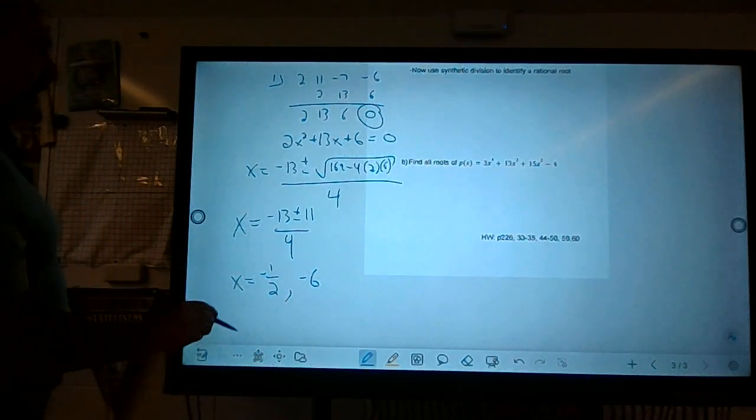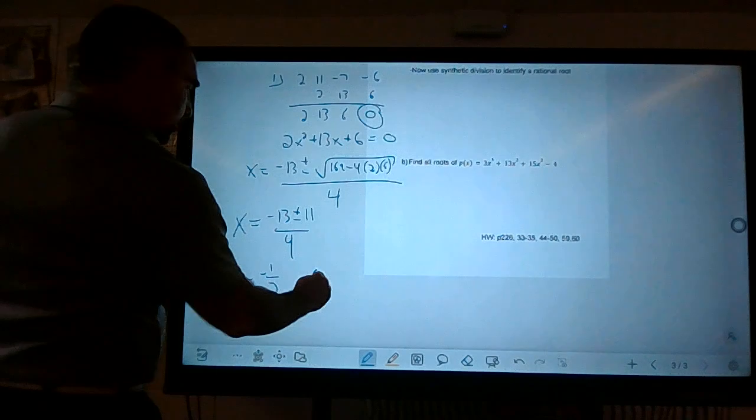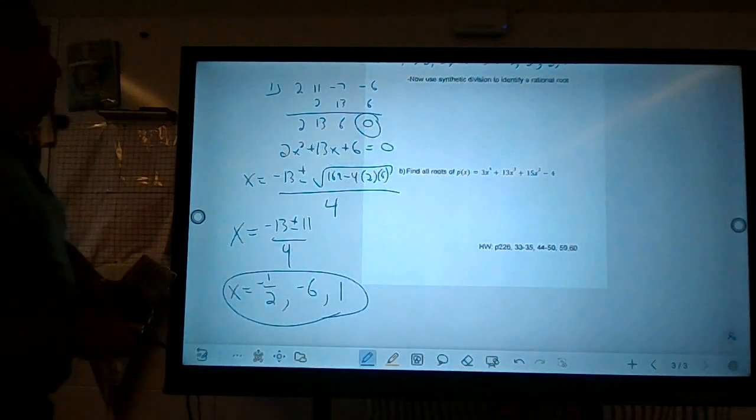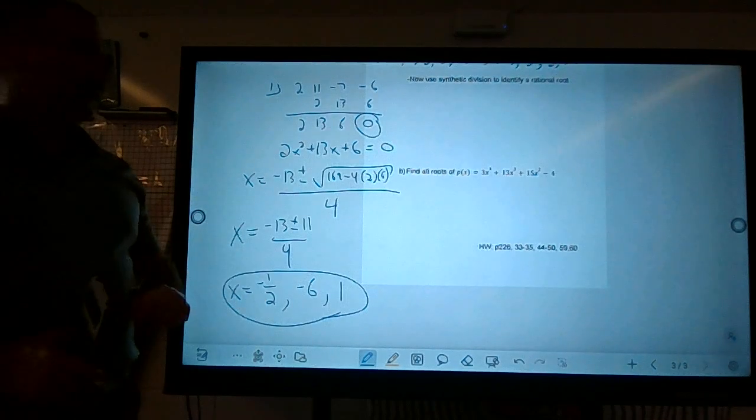So what are our three answers? 1, don't forget about that original rational root we found. 1, negative 1/2, and negative 6.